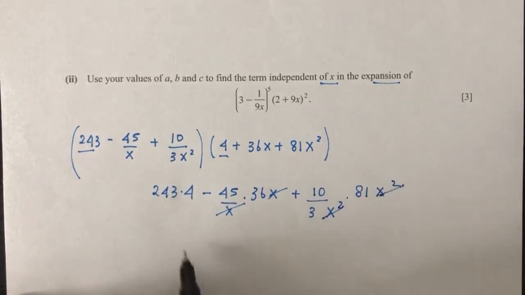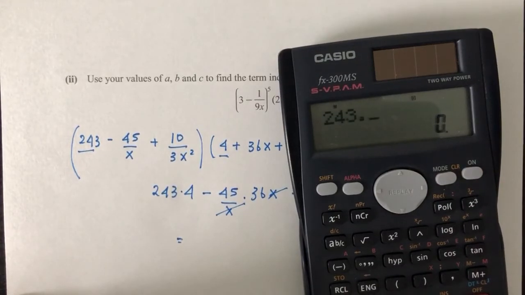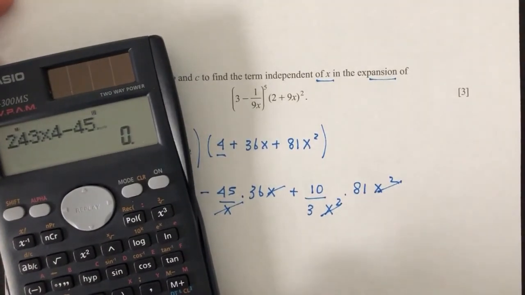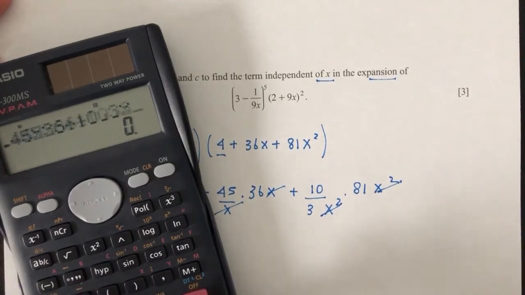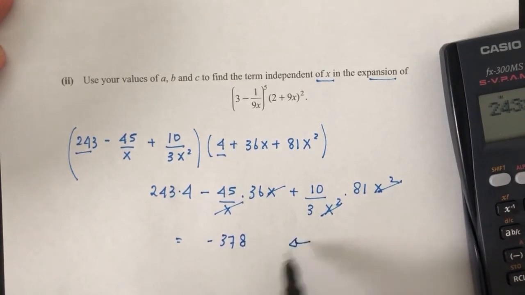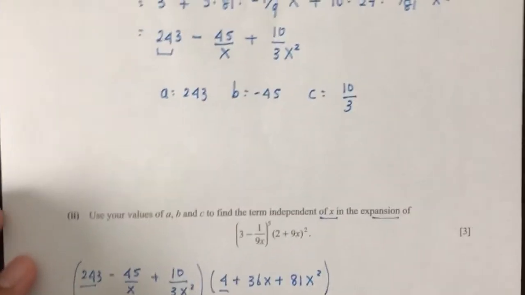This will go away. So let's simplify. We have 243 times 4 minus 45 times 36 plus 10 over 3 times 81. That should give me minus 378. So that will be the term independent of x. That will be question number 5.